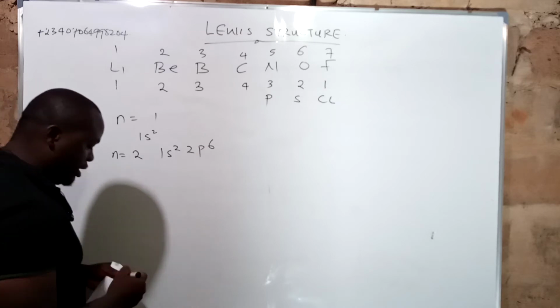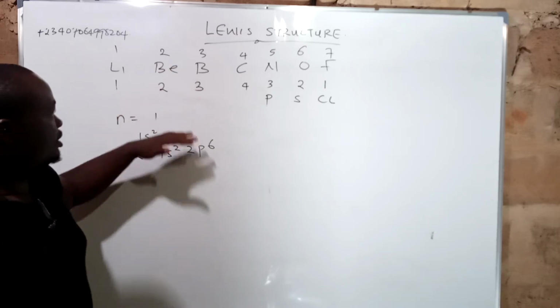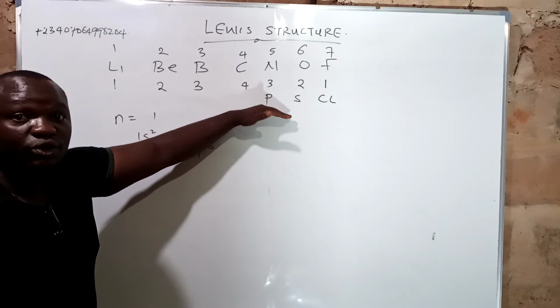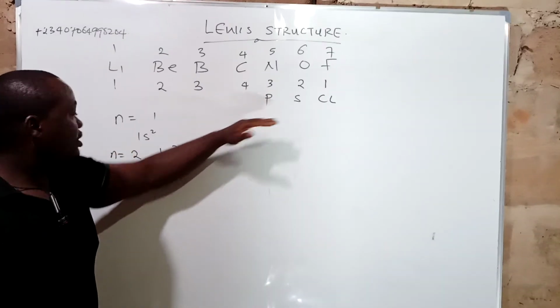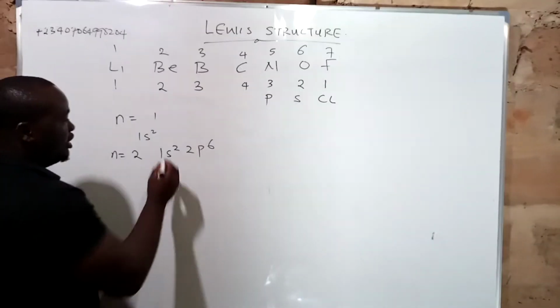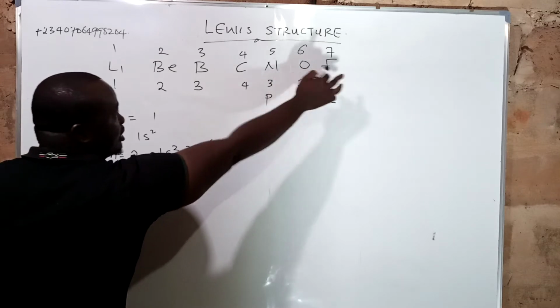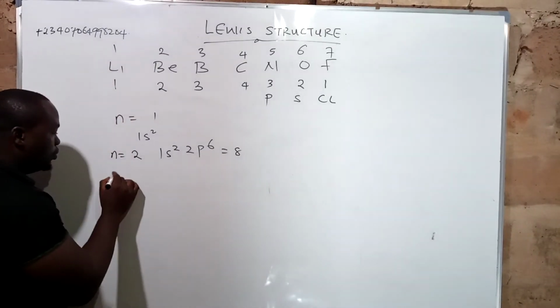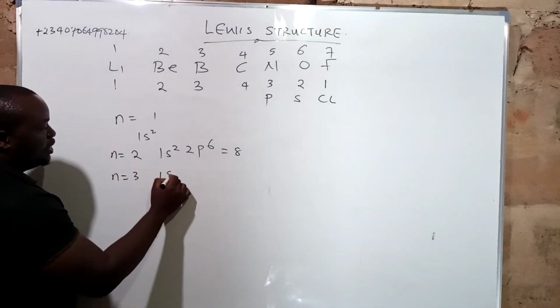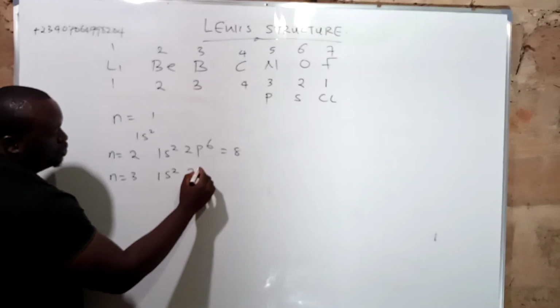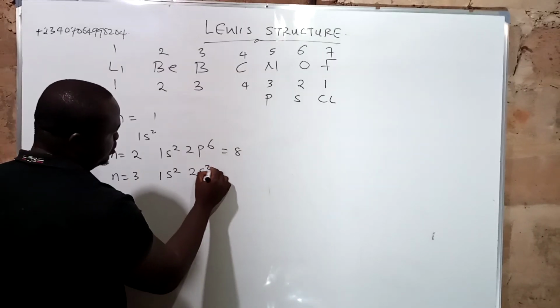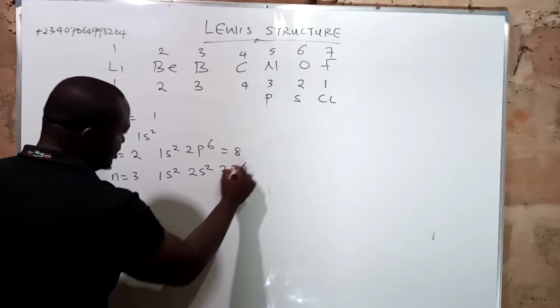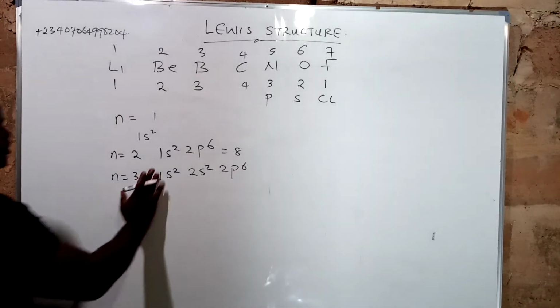So remember, this is the second row, while this here is the third row of the periodic table. And so you can see that the total number of electrons here is 8. But under the third row, we have 1s2, 2s2, right? And then 2p6.